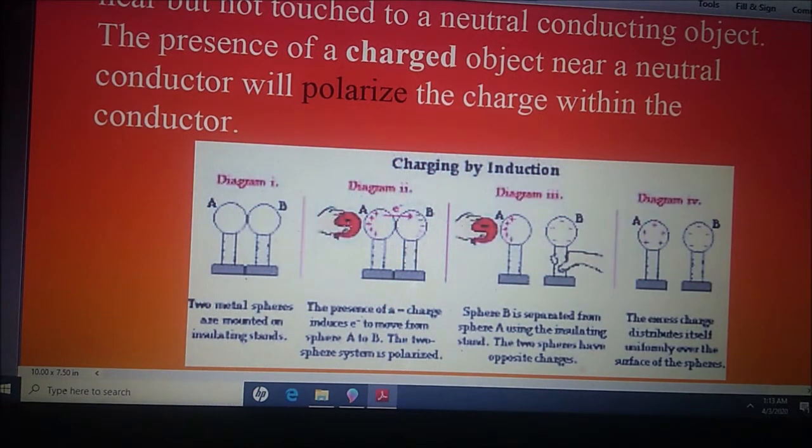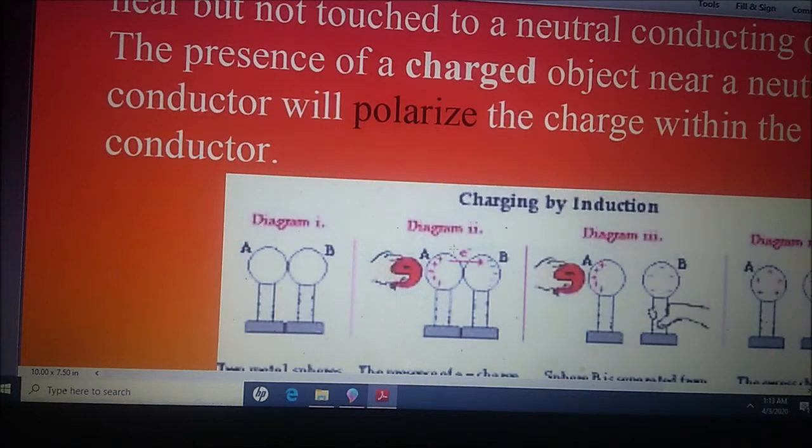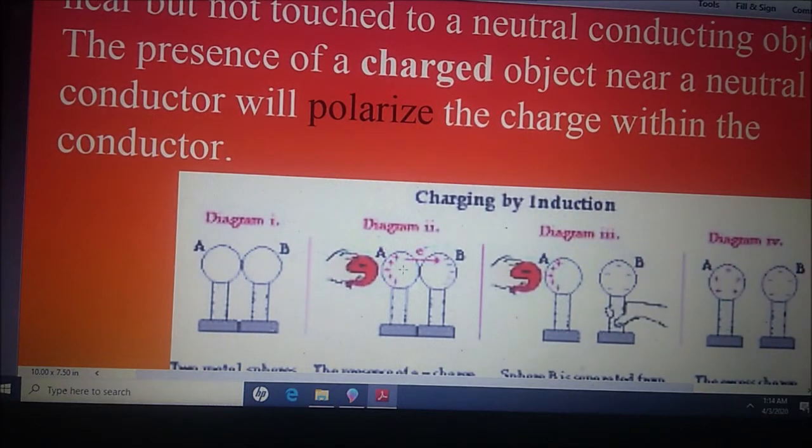When it is brought near to body A, if the red ball is negative, then A will become positive and B will become negative. But look closely, there is no contact. If I zoom in, you see that there is no physical contact between bodies A and B and this ball.